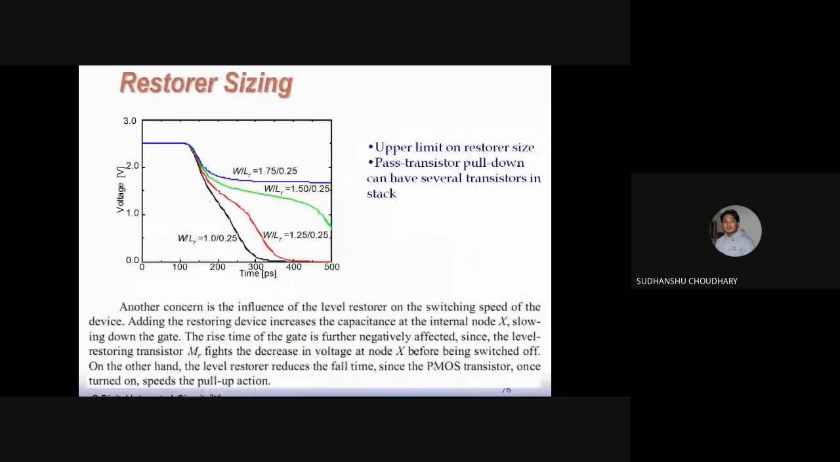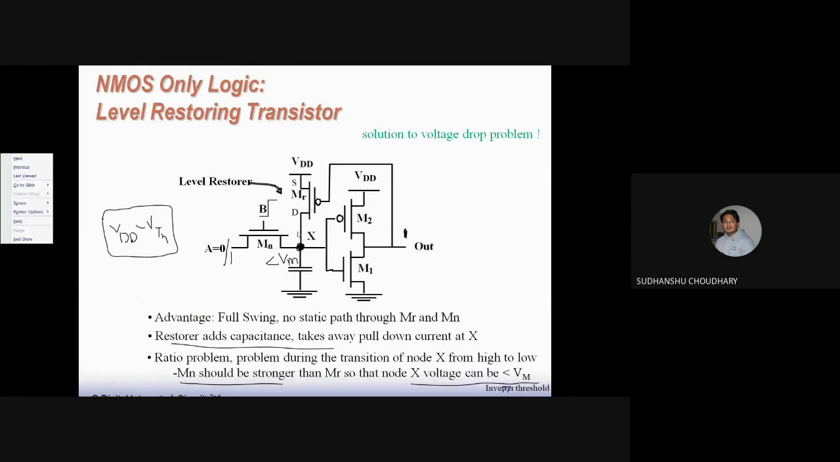Now here is a simulation which explains the effect of the size of the level restorer on the output voltage, on the VTC, one can say. Here, for example, the level restorer size was 1/0.25, and from here to here the level restorer size is being increased. When the level restorer size is increased, the output can be zero, but it cannot be brought to a full VDD, because zero cannot be passed here completely.